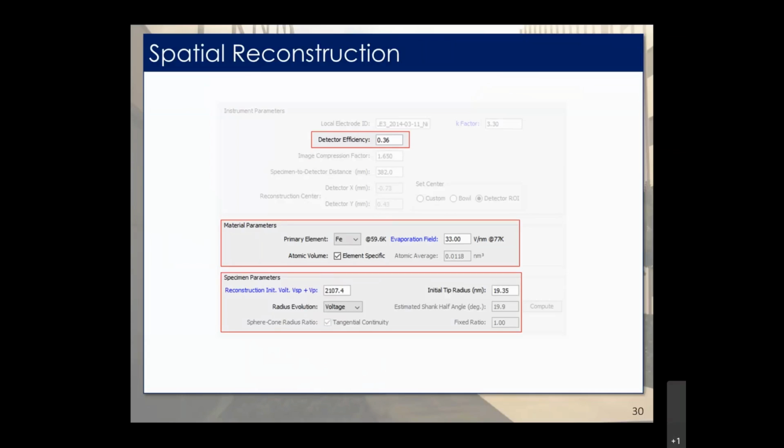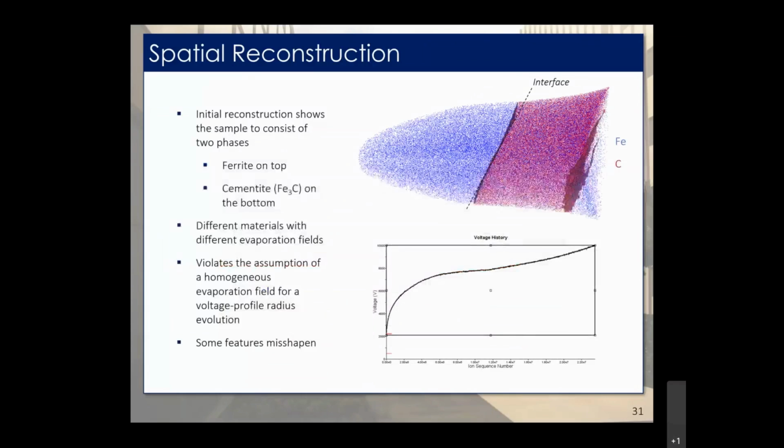We also can build our specimen parameters. These are inputs on what the specimen shape was like. Here by default, we're looking at radius evolution using a voltage profile. It shows us what that reconstruction voltage, initial voltage would be, and the resulting initial tip radius. That's calculated, again, using that K factor, that field factor, and then also will be affected by the image compression factor. And those K factors and image compression factors, as it currently stands, are at their default values for IVAS.